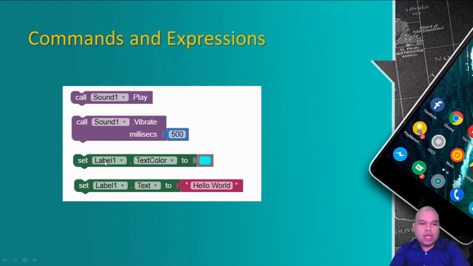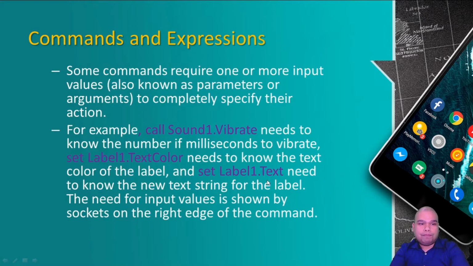Now, we also have these two commands. For example, set Label1.TextColor to cyan. It will change the text color of this label into cyan. Then we also have this one, set Label1.Text to "hello world". What it will be doing is changing the string for Label1, displaying hello world as the value of your Label1.